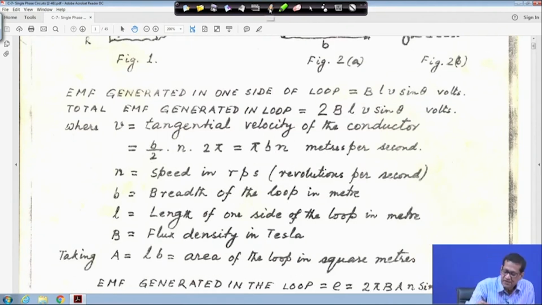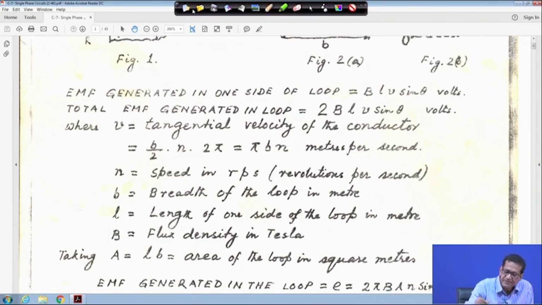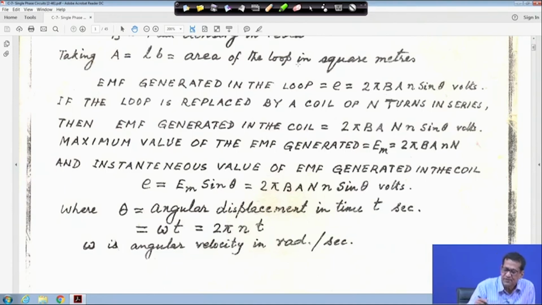BN. If you put in this expression, it is 2 BL into pi bn, that is equal to V, then your sin theta. So L into B, this L and B is equal to A, and you put in this expression, then it will become 2 pi BAN sin theta volt. So in this case, this is your 2 pi BAN sin theta volt.